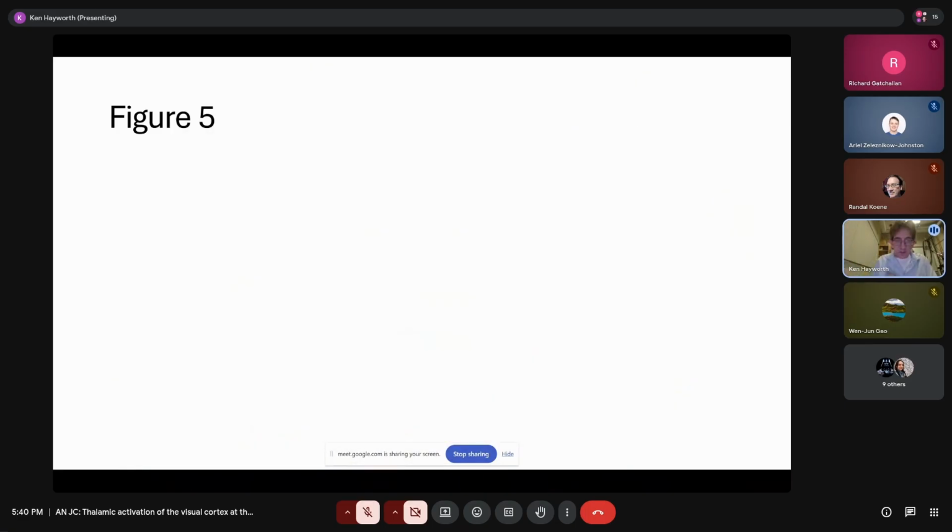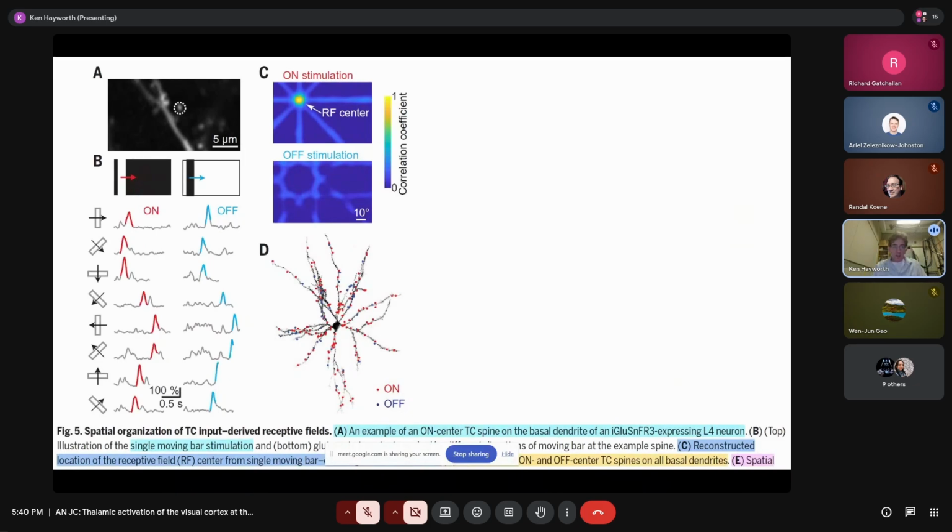And so what they did in figure 5 is they did the same type of comprehensive experiment, but they're only doing this now on the thalamocortical synapses, and they're using stimuli that are a single bar moving across the screen. It can either be a white bar moving across the screen in some direction, or a black bar that's moving across the screen in some direction.